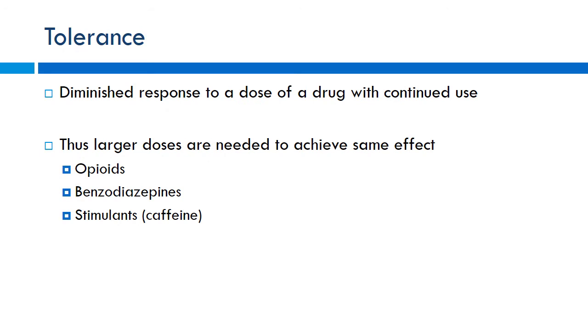So tolerance is something that happens with several drugs, especially those that are going to be active within the central nervous system. So if you had to describe tolerance, how would you guys describe it to a patient? Good. That's perfect, right? You need a higher dose in order to achieve the same effect, and this is an over time kind of thing, right?